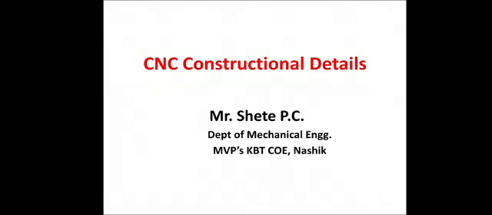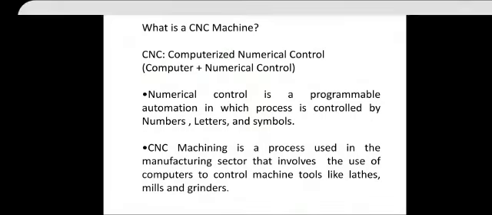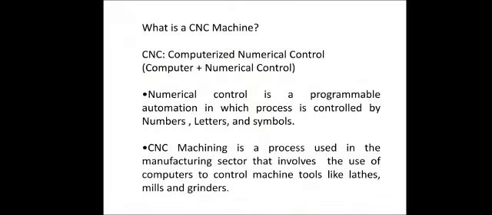Today we are going to discuss CNC construction details. First one is, what is a CNC machine? CNC is a computerized numerical control machine. Numerical control is a programmable automation in which a process is controlled by numbers, letters and symbols.